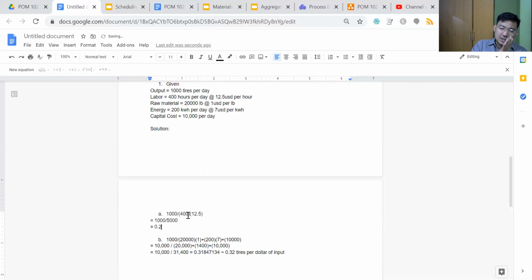So what does this mean? It's very important to put the unit of measurement so you better understand what it's trying to tell you. So it's 0.2 tires per labor dollar. Per dollar that you spend on labor returns you 0.2 tires. But that's not actually the complete picture because there are other costs that you have.